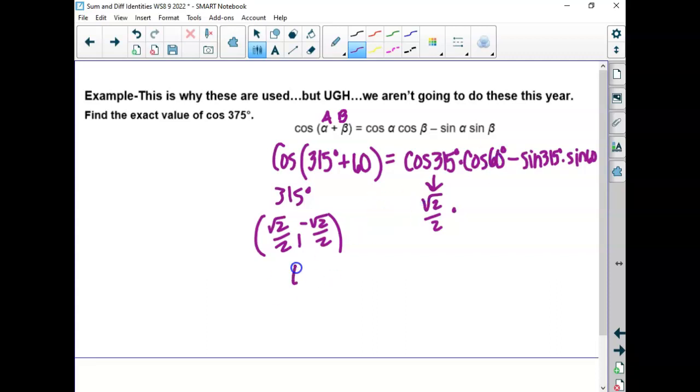And then 60 has an ordered pair of 1/2 and square root of 3 over 2. So we would put the cosine of 1/2 in here. Minus, what's the sine? Help me out here, guys. The sine at 315. Negative root 2 over 2 times the sine at 60, which is square root of 3 over 2.